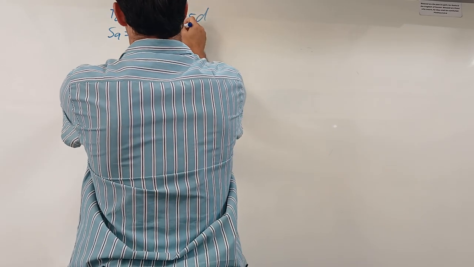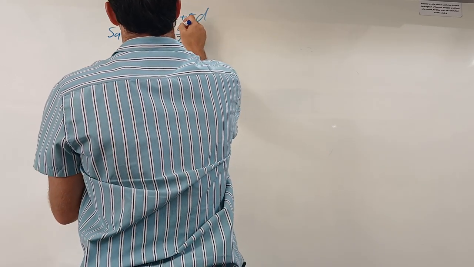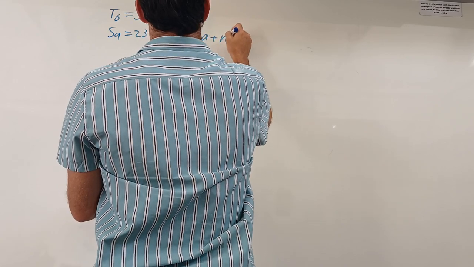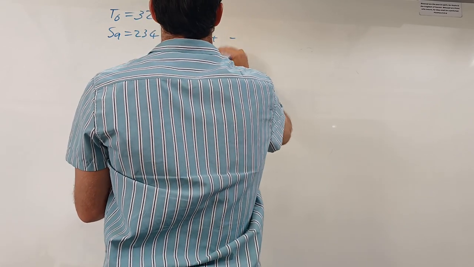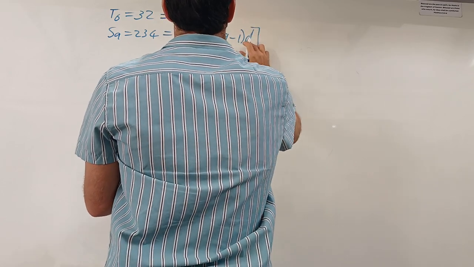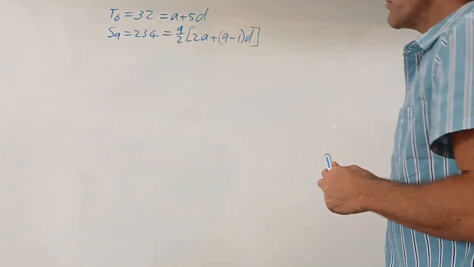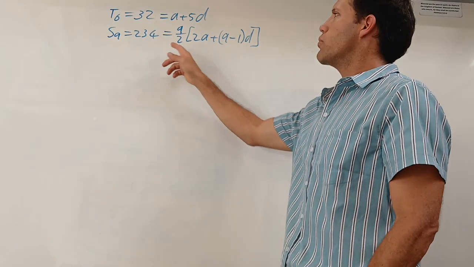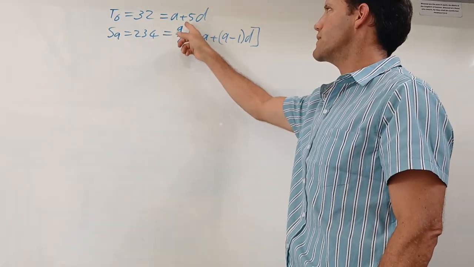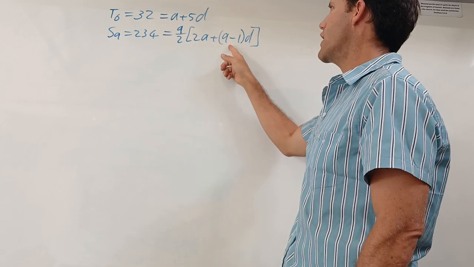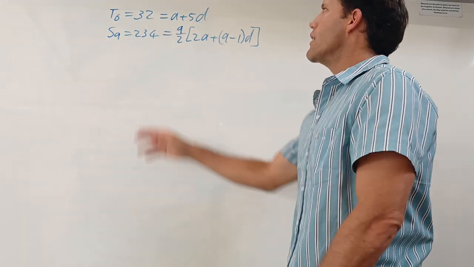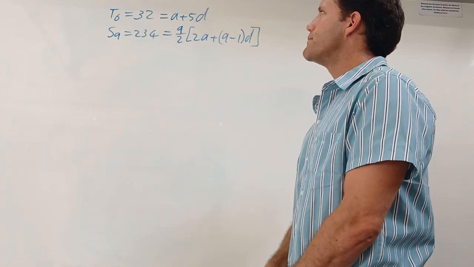It's 9 over 2, bracket 2a plus n minus 1, so n becomes 9, 9 minus 1, times the difference. So all we do now is we say, we know it's a sum of the 9 terms, so we put the n over 2 is 9 over 2, 2a plus 9 minus 1 times the difference. We put the 9 into the formula, and we know it's equal to 234.